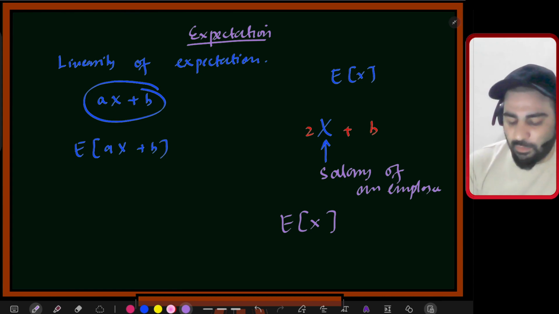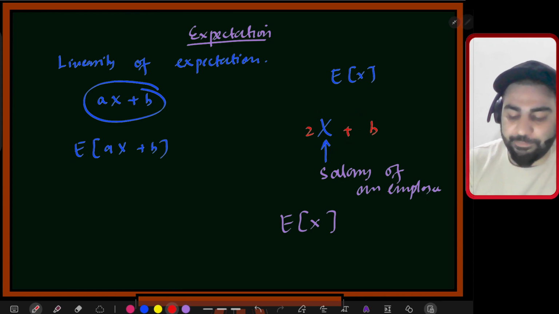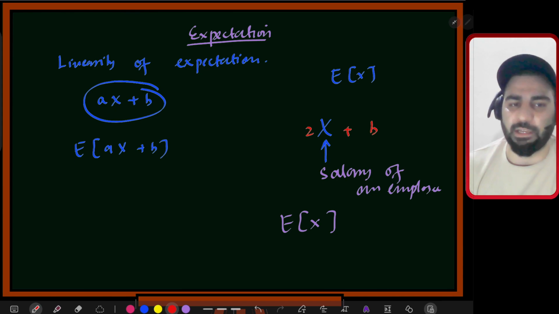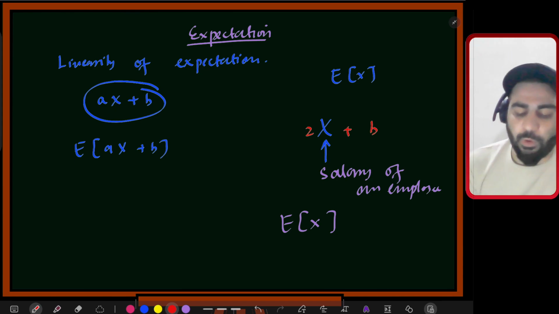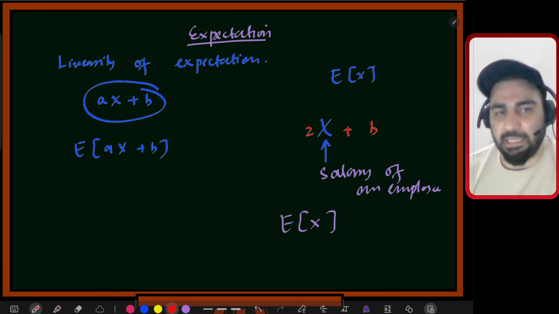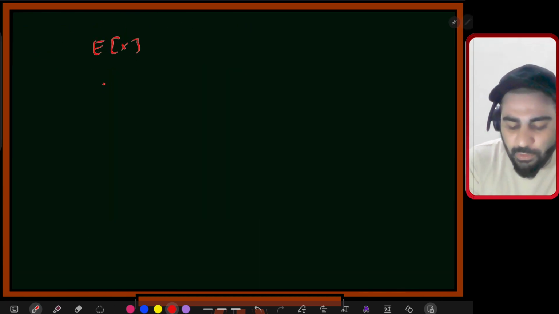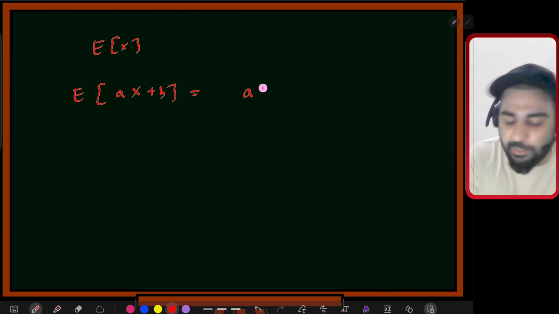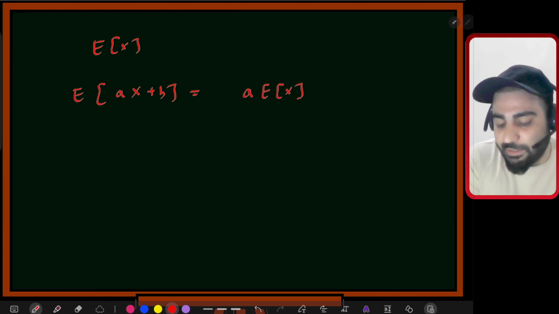Now if the company decided that we'll double the salary of an employee and add some bonus also, how will the expectation change? Okay, we are concerned about this now. What we have seen is that expectation has this linearity. If the random variable X got changed to AX plus B, the expectation will be equal to A E of X plus B.